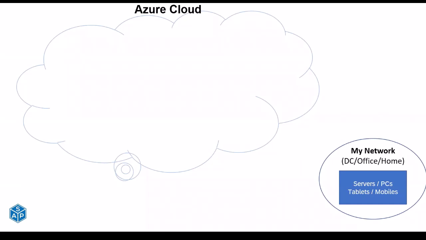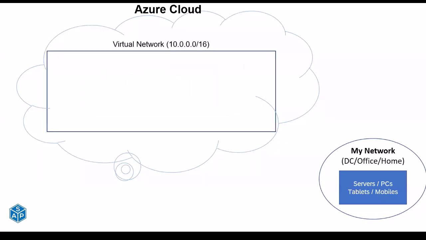It can be the data center network of your organization. It can be your office network, the network in which you work for your office, or also your home network. In case you work from home, you might connect from your home to different systems on your cloud. So your network can be any of these types: data center, office, or home network. What will be the types of systems in this network? There can be servers, then PCs, then tablets and mobiles. These will be the kind of systems in your network.